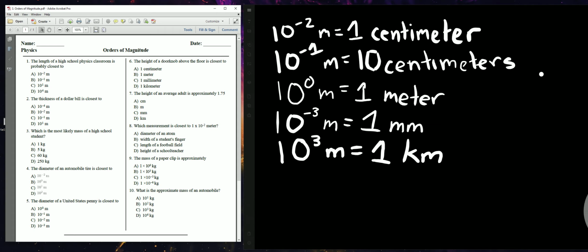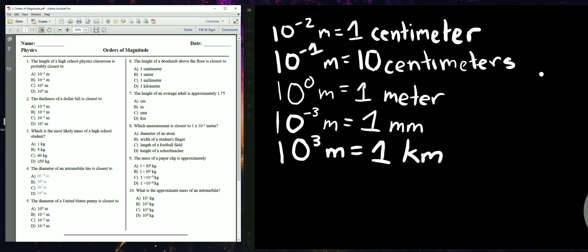10 to the 1 meters? Could be possible. It could be 10 meters long. 10 to the 4 meters? That's a bit of a stretch. That's 10,000 meters long. So which answer makes the best possible sense? Which happens to be C.